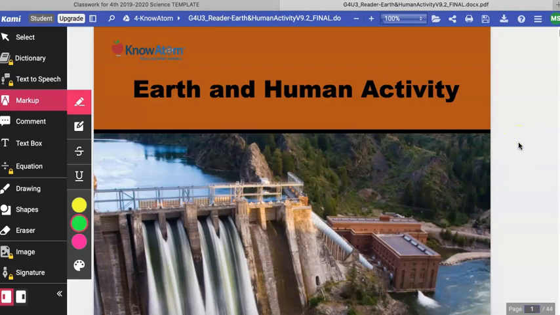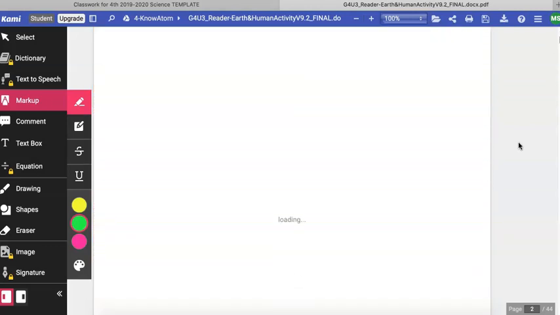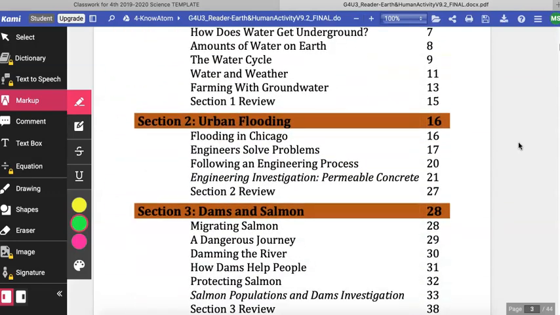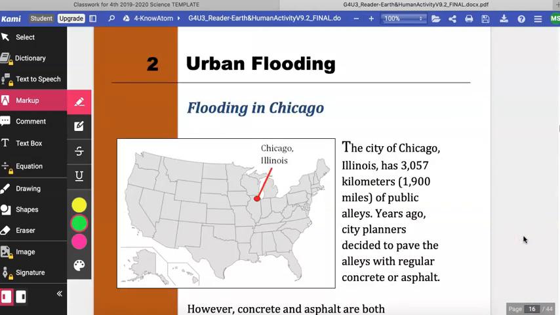Hi there. Today we are going to be reading and highlighting Lesson 2 of Unit 3, Earth and Human Activity. If you look to the table of contents, either in your digital version or physical version, you will see that Lesson 2 begins on page 16. So we are going to go to page 16 to begin.